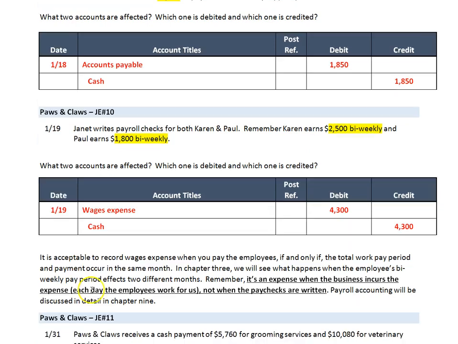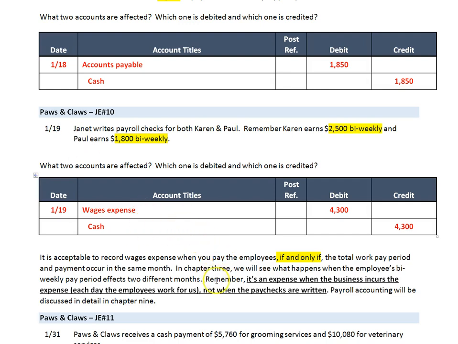So, all right, we'll talk about this for a second. It is acceptable to record wages expense when you pay the employees if and only if the total work pay period occurred in the same month. So all of it occurred in January, right? They started on the 8th, they're getting paid on the 19th. All of that activity occurred in January, so this entry is appropriate.